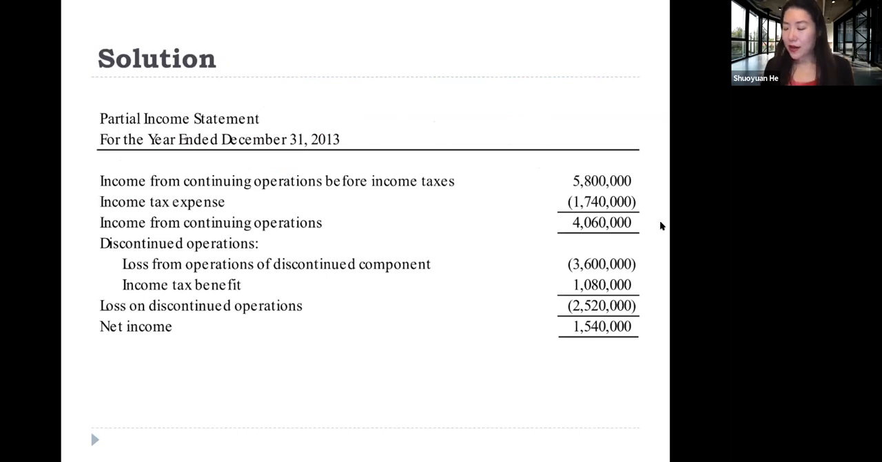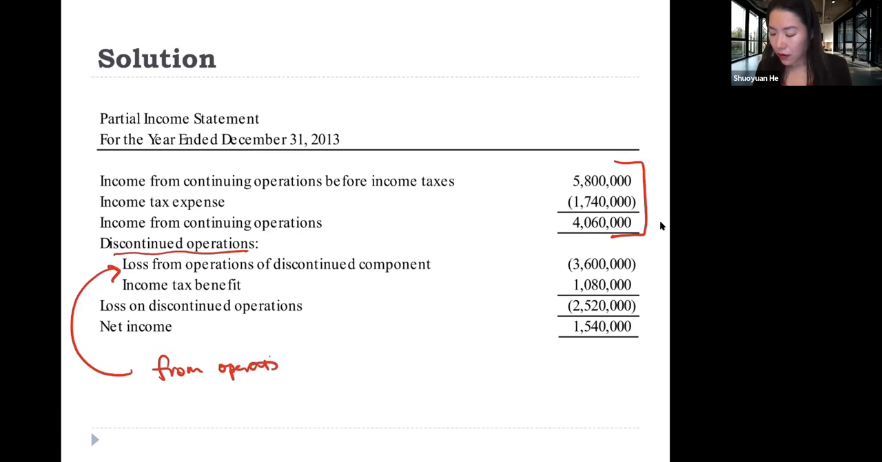So here is the answer. The income from continuing operation is the same as before. And the only difference is for discontinued operation. So for this part, from operations, we still have negative 1.6 million loss. And so in this situation, the operation hasn't been disposed yet, but we do need to recognize impairment loss if there's any. So is there any impairment loss that we need to recognize?